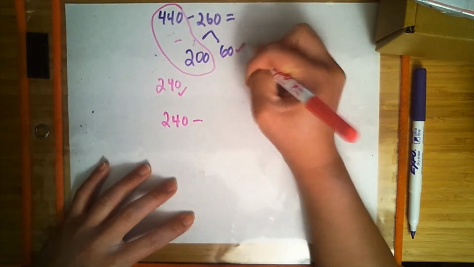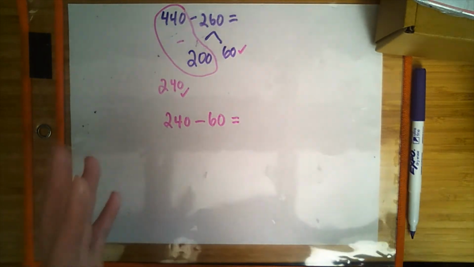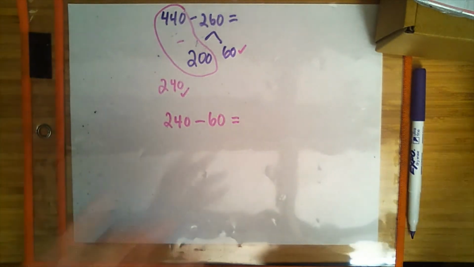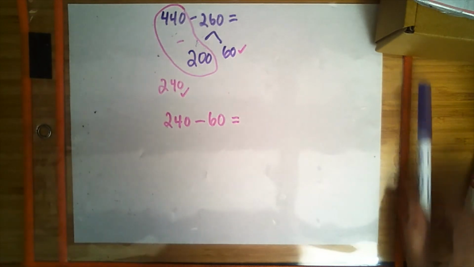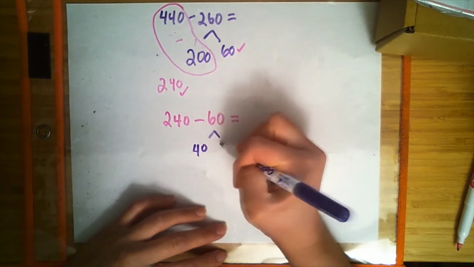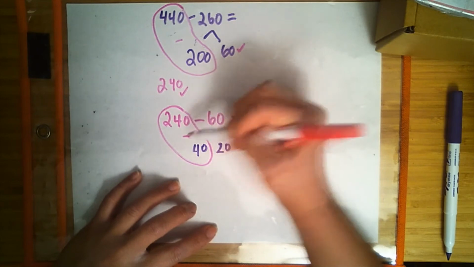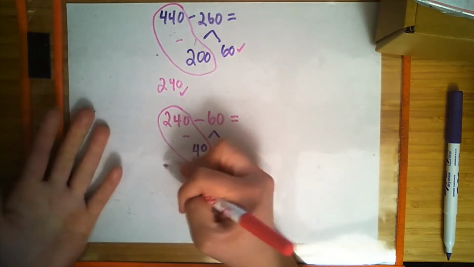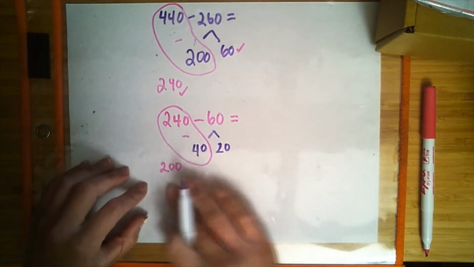240 minus 60. Whoa, my friends, this feels really crazy. So what we can do is we can break this up with mini number bonds, or we can use the arrow way and jump by tens. I'm going to go ahead and break this up with a mini number bond. I'm going to break 60 up into 40 and 20. Then I'm going to go ahead and subtract 40 from 240 to put me at 200.